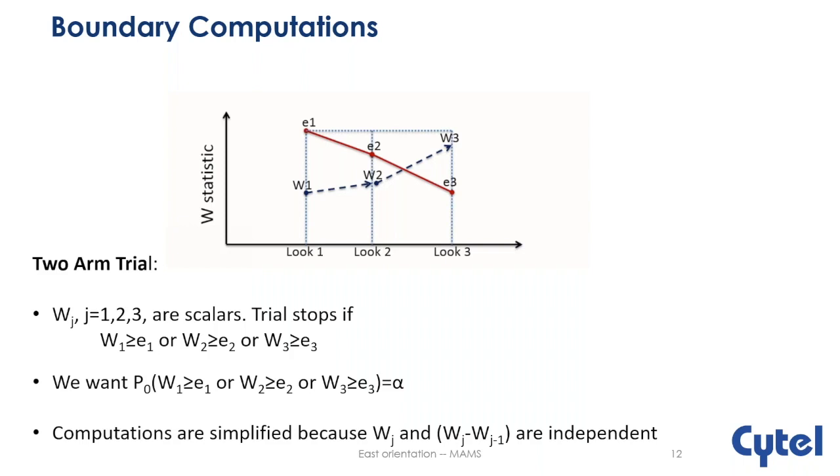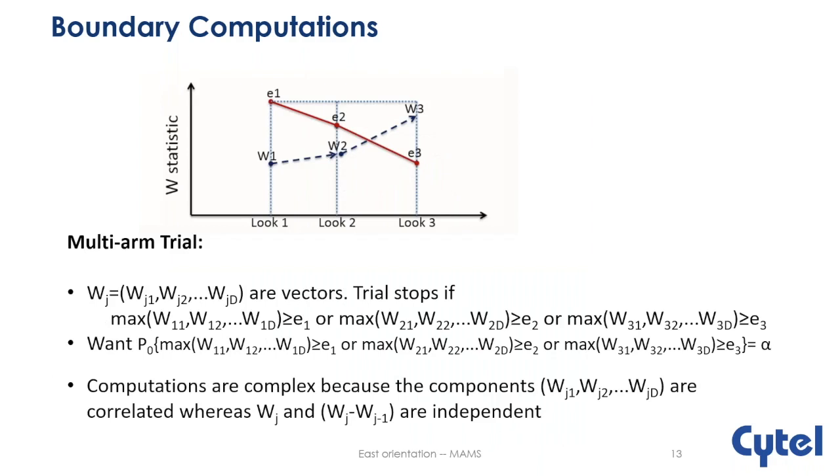The computations are simplified because we have the independent increment property for the score functions. On a multi-arm trial, now the score functions are actually vectors. And now we are not interested in the individual components of the vectors, but in the maximum component. The trial will stop if the maximum component at the first look is greater than your efficacy threshold, or if the maximum component at the second look is, or at the third look.